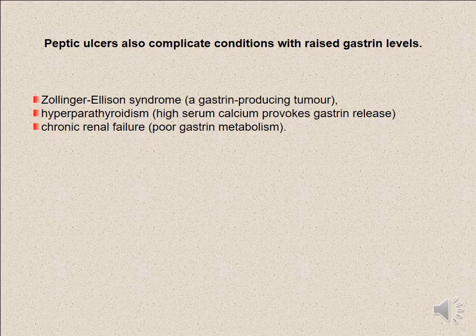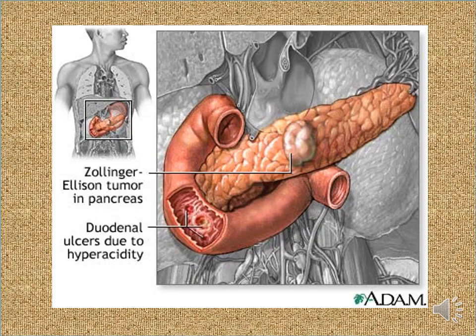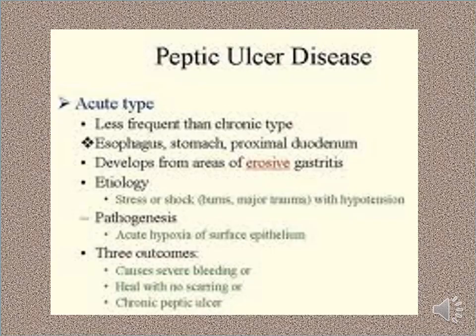The complication of peptic ulcer is related to gastrin level. Some diseases lead to increased gastrin secretion, like Zollinger-Ellison syndrome, a gastrin-producing tumor. Hyperparathyroidism leads to high serum calcium, which provokes gastrin release. Chronic renal failure causes poor gastrin metabolism and leads to an increased gastrin level in the stomach and duodenum. The Zollinger-Ellison tumor in the pancreas increases gastrin, which goes to the duodenum and leads to ulceration from hyperacidity.